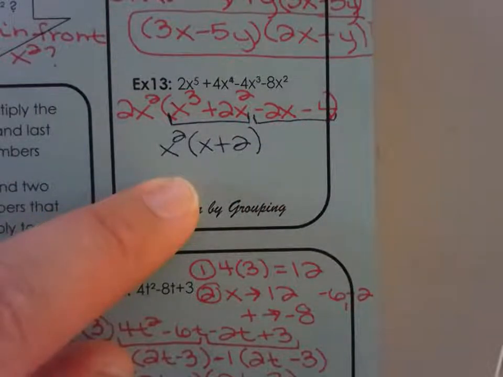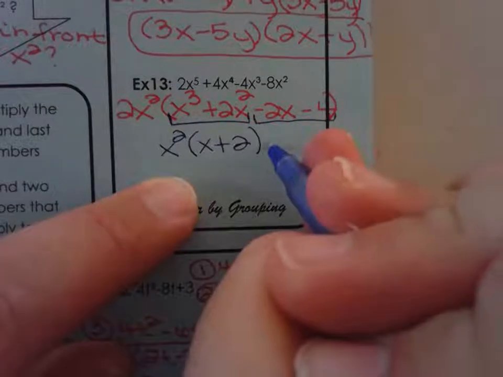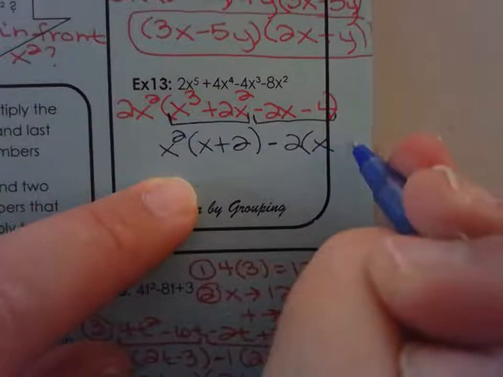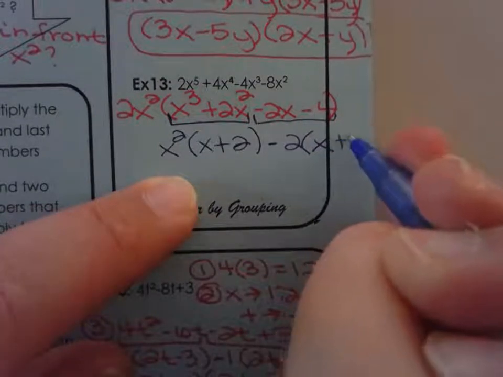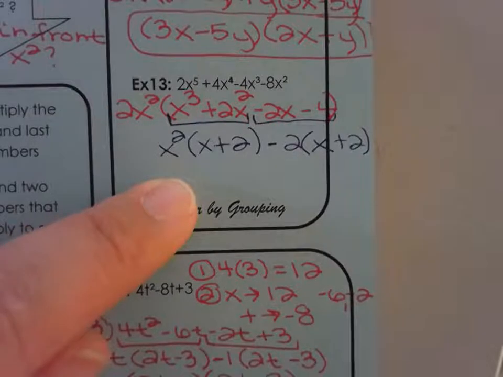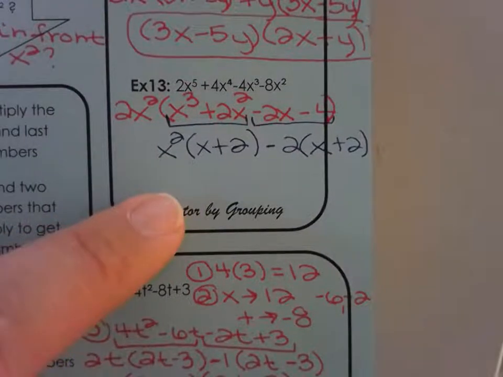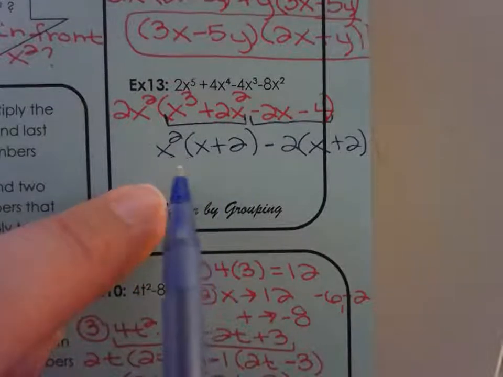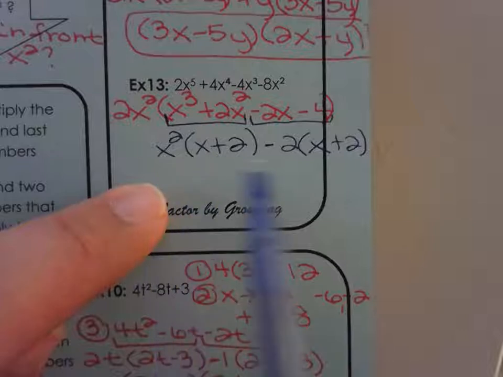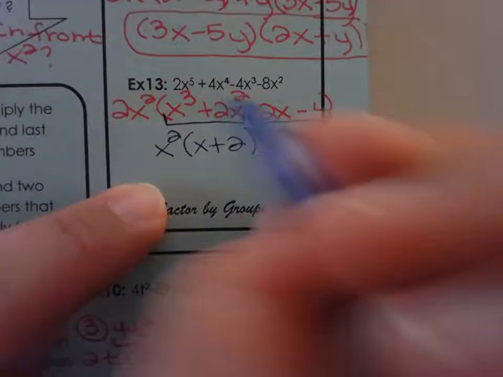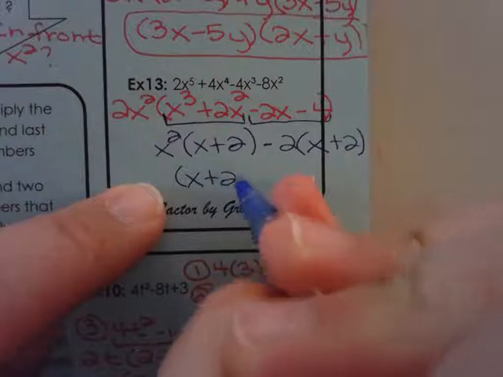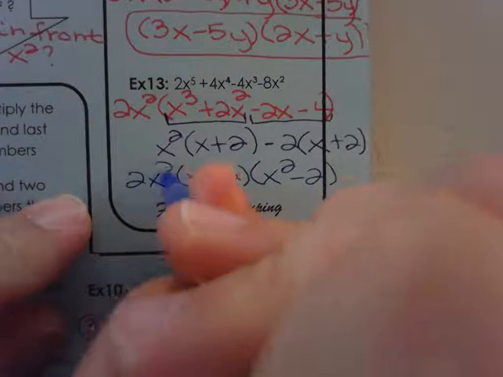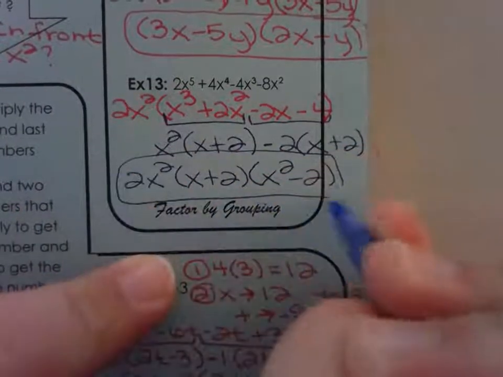And then what can I take out of negative 2x minus 4? Negative 2. That will give me an x. Negative 2 times what gives me negative 4? Plus 2. Then it's x plus 2. Final answer: x plus 2, x squared minus 2, and then 2x squared. You have to have the 2x squared. So if you have a GCF, you just take it out and do the same thing.